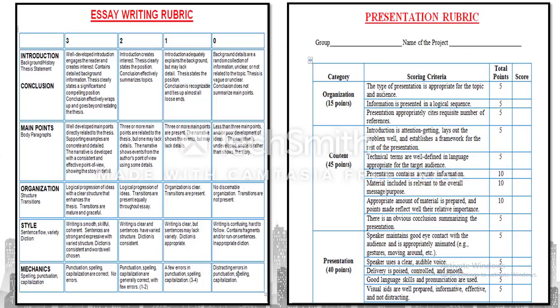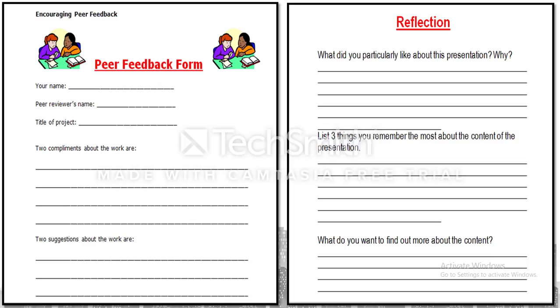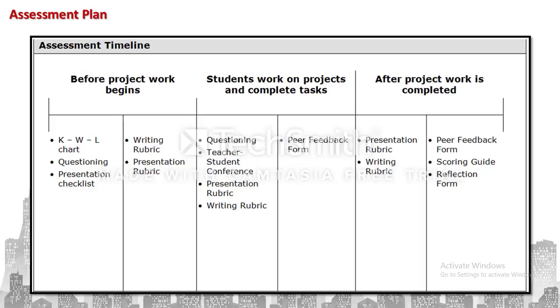This is essay writing rubric and presentation rubric. Presentation checklist. In this part, the teacher will pay much more attention to performance and the content. There are peer feedback form and reflection. So, let's talk more about assessment timeline. There are three stages: before project work begins, while students work on projects and complete tasks, and after project work is completed.